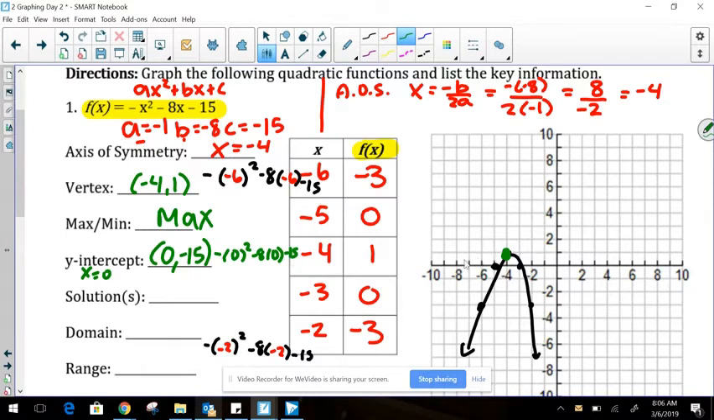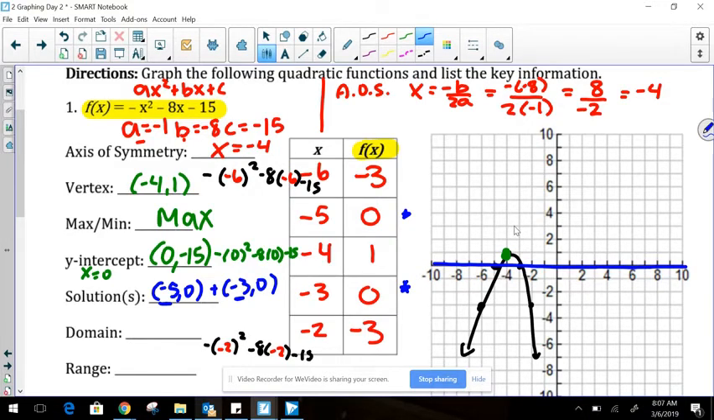All right, my solutions, that's where it hits the x-axis. So that's when y equals 0. You can also see on your table, you can find those values here as well. So I have (-5, 0) and (-3, 0). The solution is the x values, both of these, so -5 and -3.